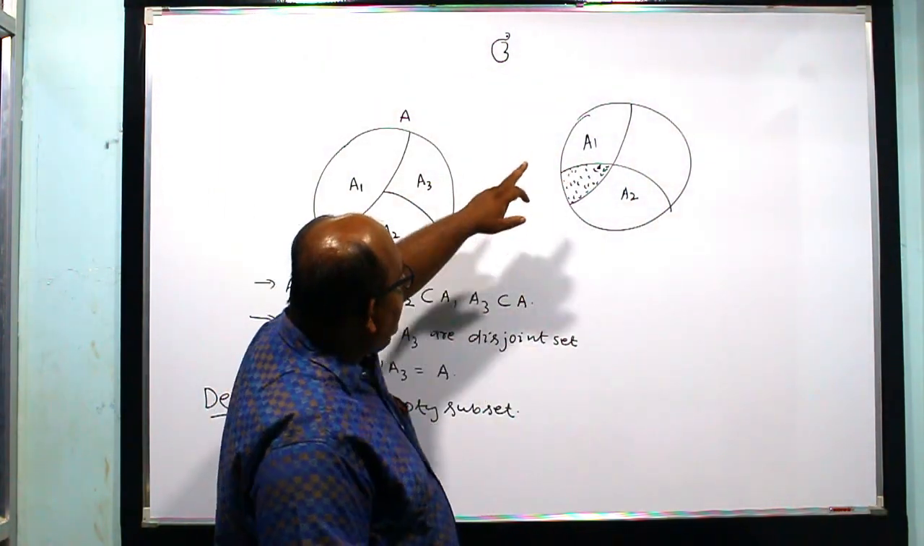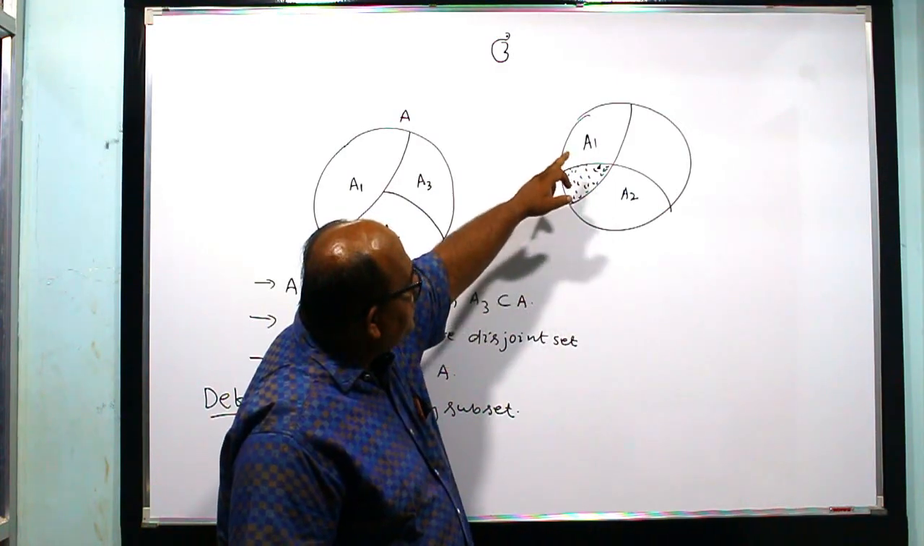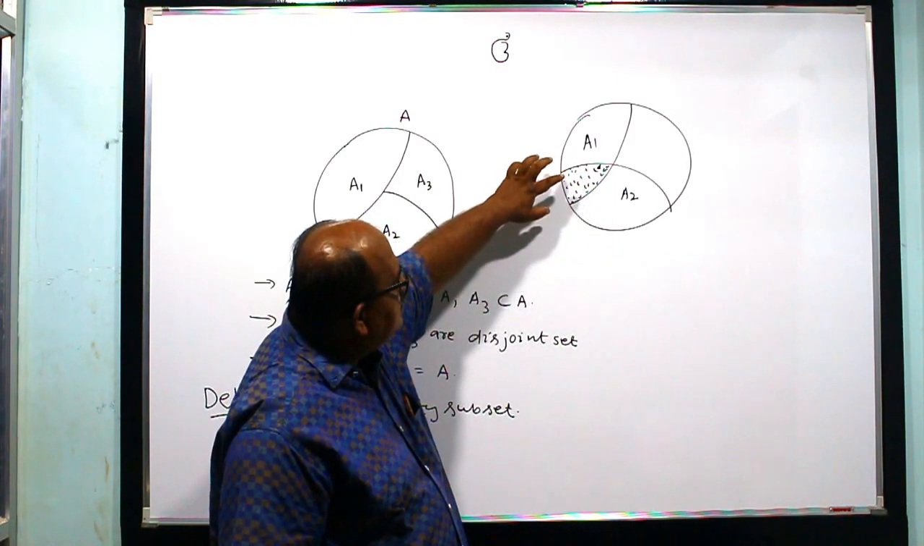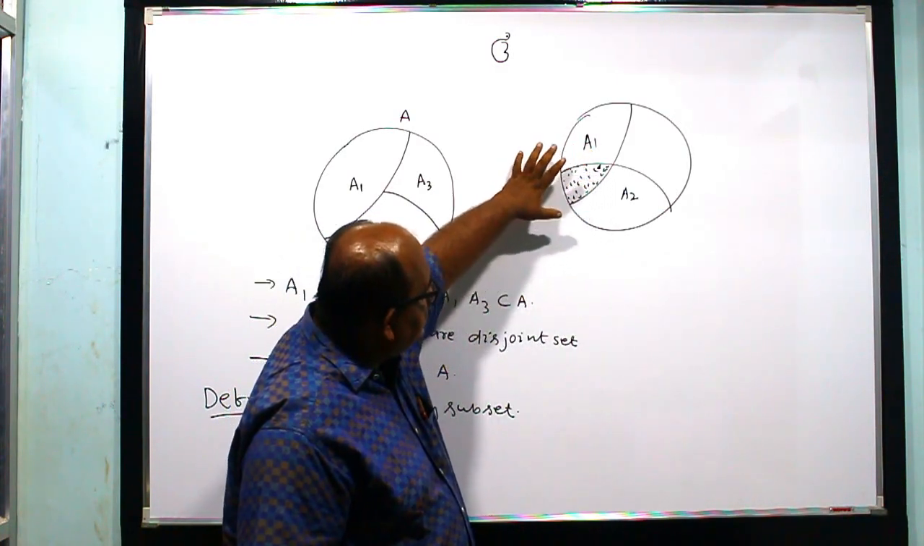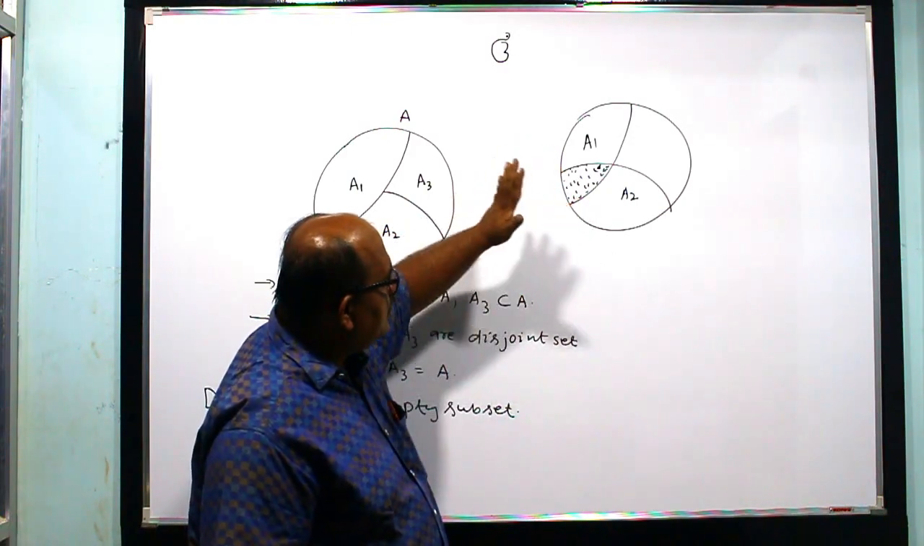Here A1 and A2 are not partitions because some elements are common to both. So A1 and A2 are not partitions.